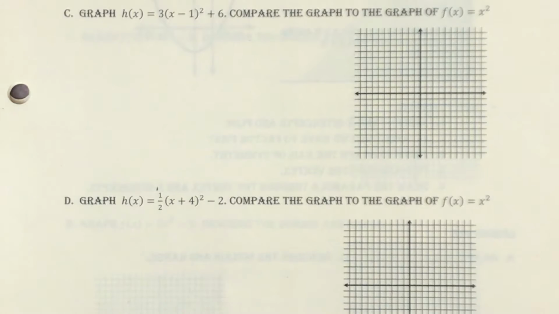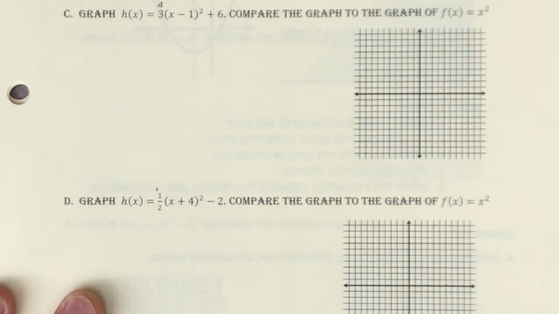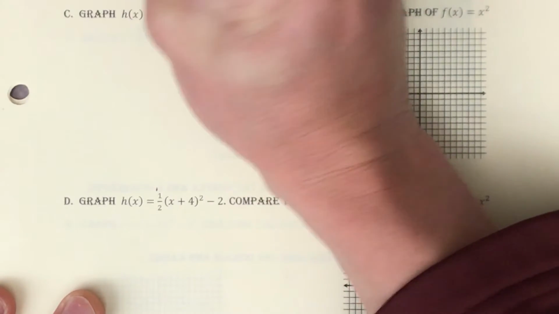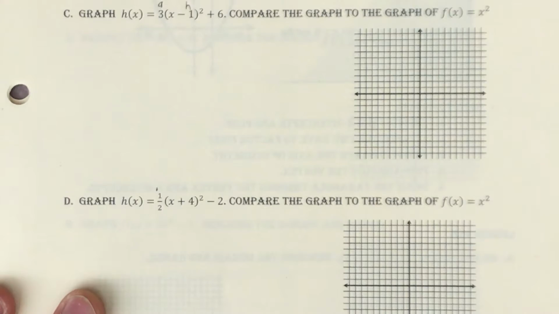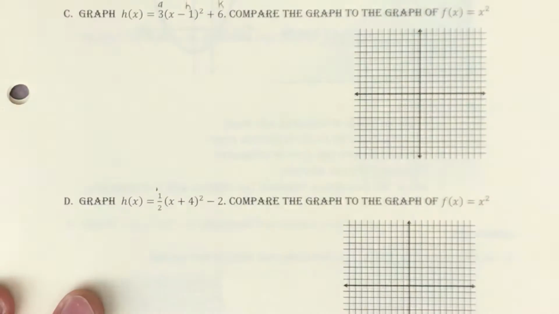So the first thing we want to do is identify the a, the h, and the k. My a in front of the parenthesis is 3. My h inside the parenthesis looks like a -1, but it's opposite, so it's a +1. And then my k here at the end is a +6.